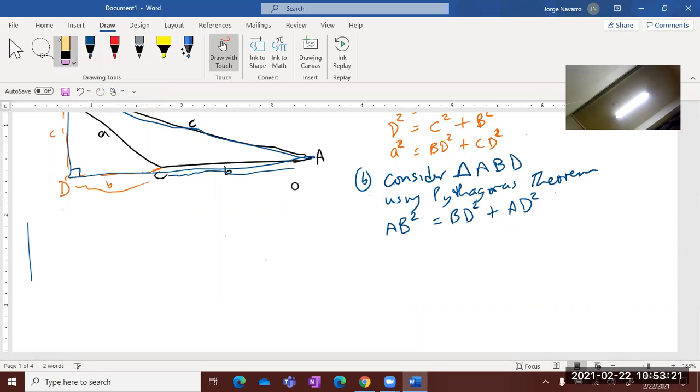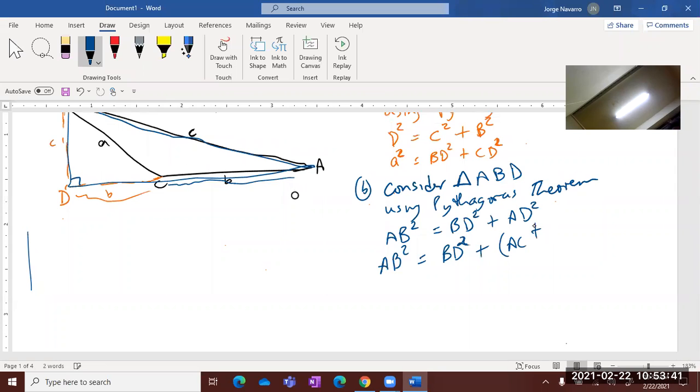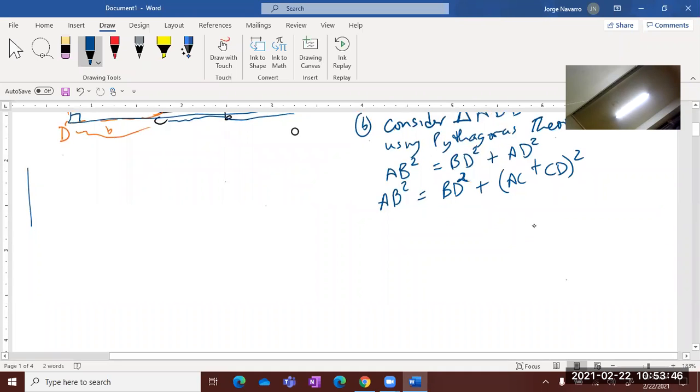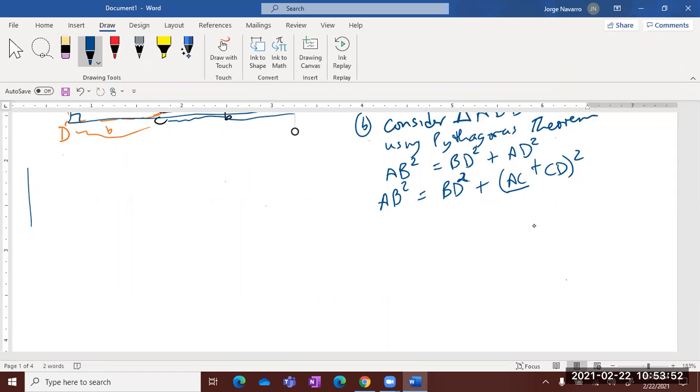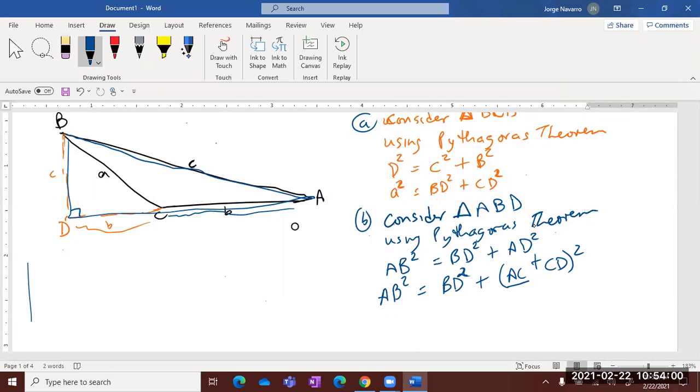So I will say that AB squared is equal to BD squared plus AC plus CD squared, right? AC being the real part and CD being the imaginary part. Everybody with me so far? Guys? Sir. Yes, sir.